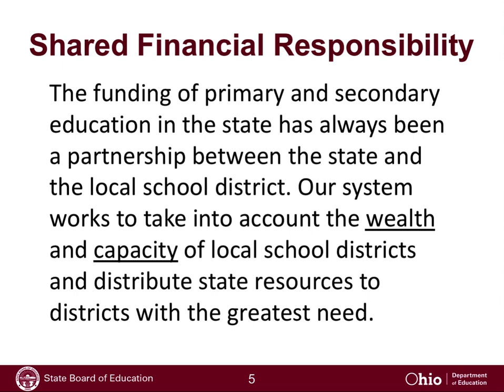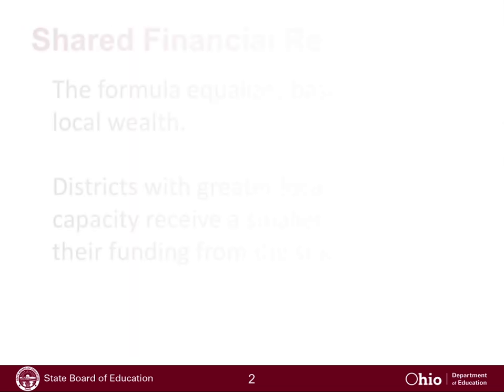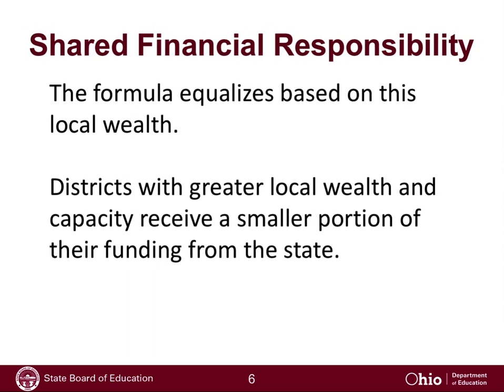And the key issue in this idea of shared financial responsibility is a sense of the local capacity, the local wealth. What is a local community able to contribute to the operation of its schools, and how does the state funding interplay with that local contribution in order to arrive at the total amount that district will have available to spend? And the next slide actually makes this point a little clearer because we use the word equalization.